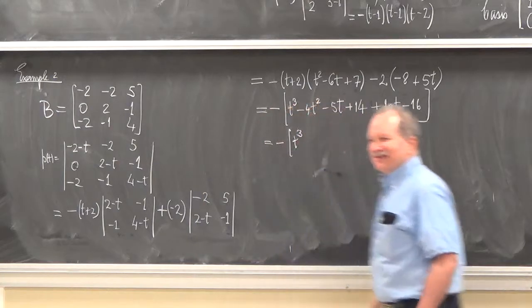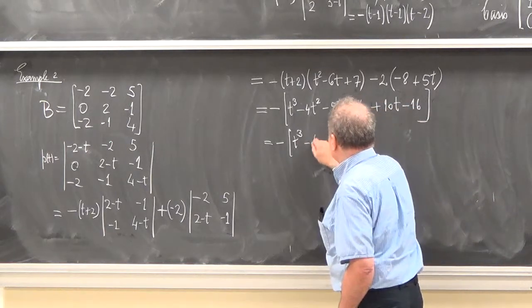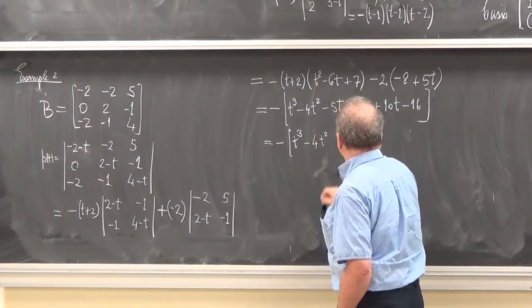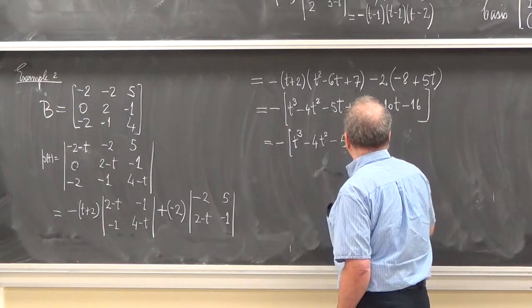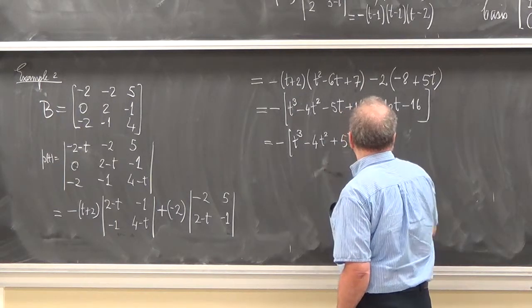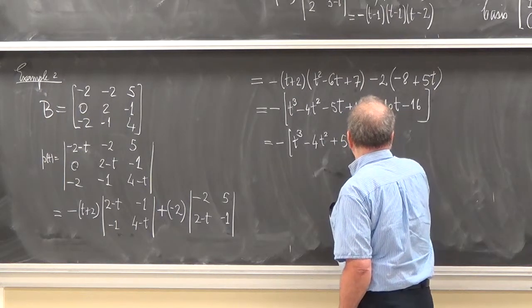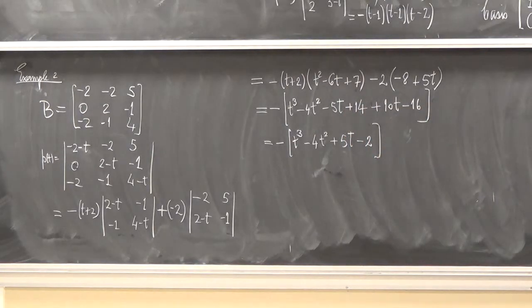Undaunted, we continue. How many t squareds? Well, I can do that part. t cubed minus 5t squared plus 2... plus 5t, plus 5t. Yeah. And then minus 2. Do you want to calculate it? No, I don't want a calculator. They can factor.